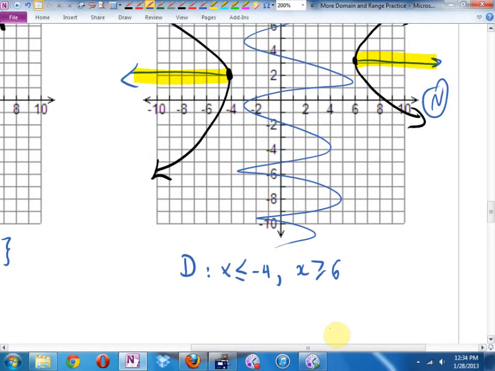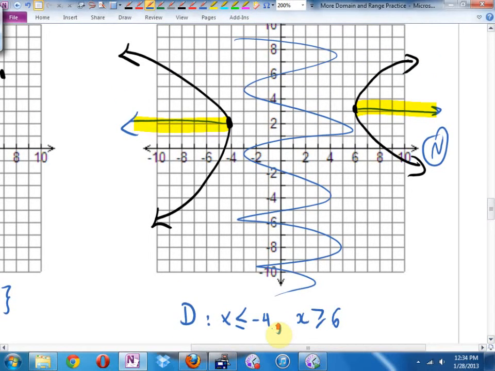Hey, range. All reals. Yeah, range is a little easier. This is a hyperbola for those of you who are scorekeeping.